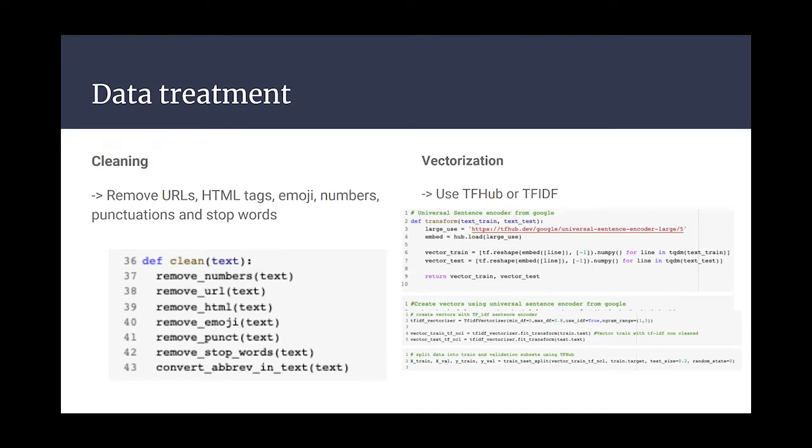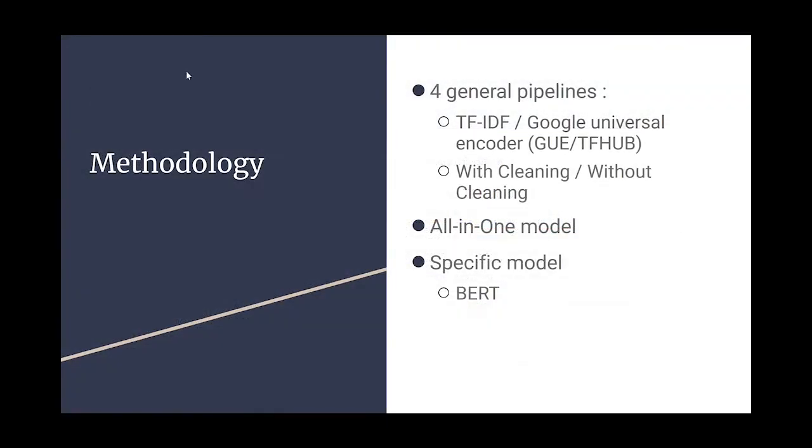So we use TF-Hub and TF-IDF. TF-Hub, TensorFlow Hub Universal Sentence Encoder, and TF-IDF, Term Frequency, Inverse Document Frequency, are two different algorithms that will compute our text data to vectors before sending it to the classifier models. Moving on to our methodology.